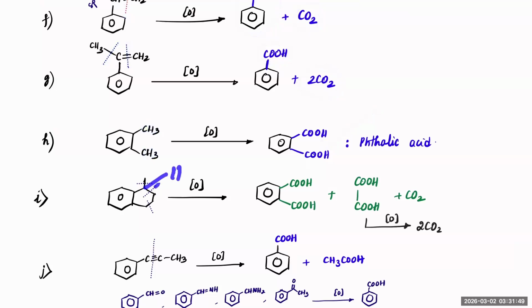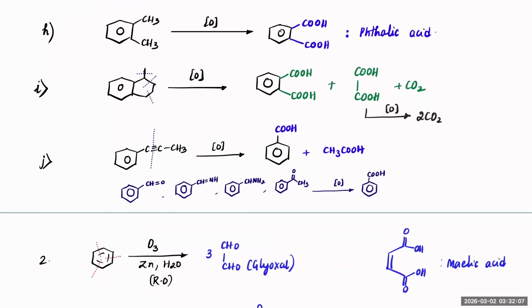Here also there is one hydrogen. Here also there is one hydrogen. Both sides you break it, you will get benzoic acid. These two carbons will convert into oxalic acid, and this single carbon will convert into carbon dioxide. So these are all the forms which you can get. Next, if you have a triple bonded carbon here, you break it, this carbon will convert into benzoic acid, and this side it will convert into acetic acid. That is similar to all of these cases. Everything will convert into benzoic acid.